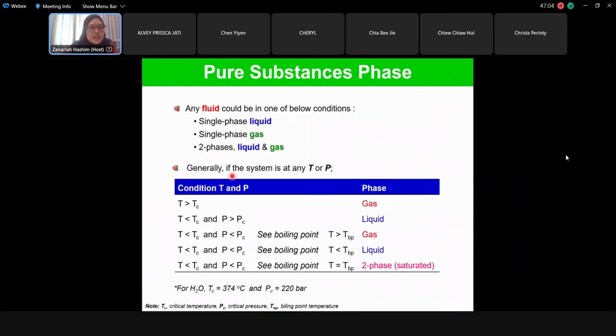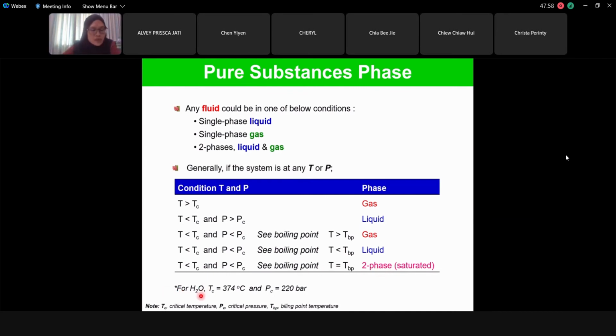Generally, if the system is at any T or P: if T is higher than TC, the critical temperature, then the substance is in gas phase. If T is lower than TC and P is higher than PC, then it's in liquid phase. If T is lower than TC and P is lower than PC, you need to refer to the boiling point. If T is higher than the boiling point, then it becomes gas. If the temperature is lower than the boiling point, then it becomes liquid. If the temperature is at the boiling point, then it becomes two phase.